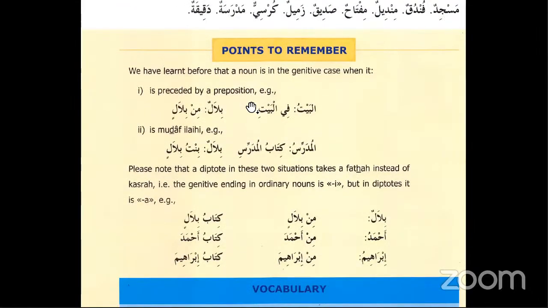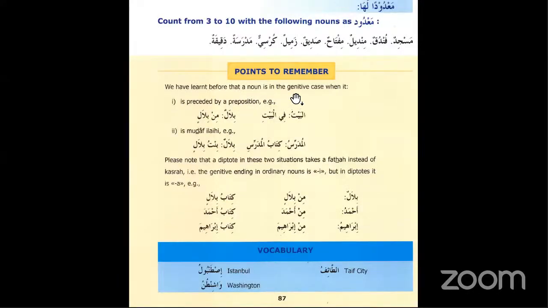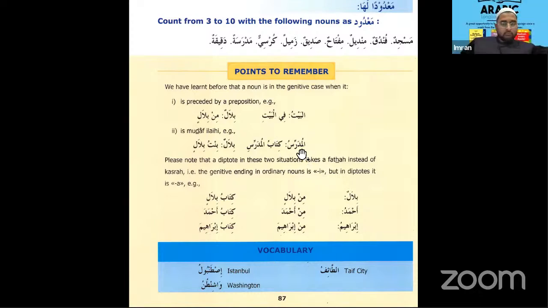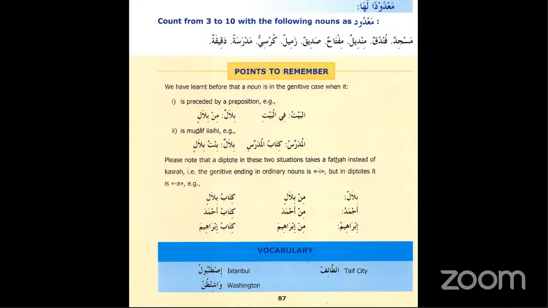We have learned before that a noun is in the genitive case when it is preceded by a preposition. Example: Bilalun, min Bilalin. Correct. Al-baytu, fil bayti. Correct. Number 2 is mudaf ilay. Example: Bilalun, bintu Bilalin. And al-mudarrisu, kitabu mudarrisi.